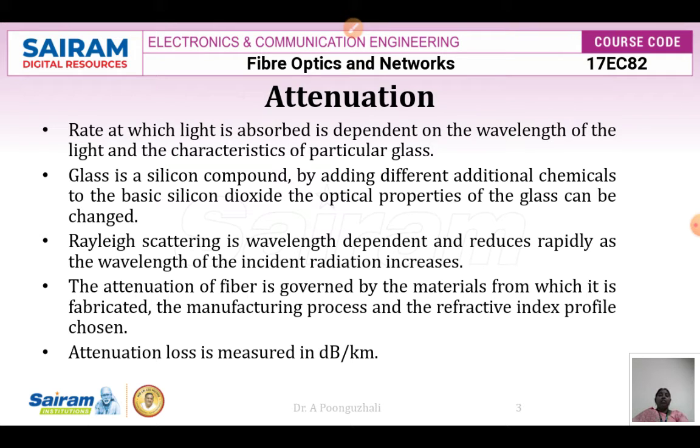We know that light is propagated through a glass material. When it is propagated, the rate at which the light energy is lost depends on the wavelength of the light we propagate. Glass is nothing but a silicon compound. Generally it is pure, and the silicon compound is added with different additional chemicals to the basic silicon dioxide. By adding these additional chemicals to the basic silicon dioxide, the optical properties of the glass can be changed.